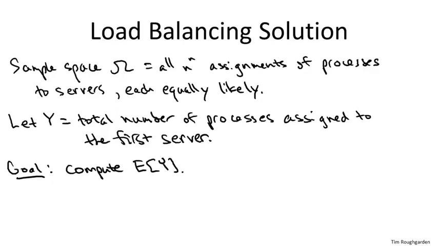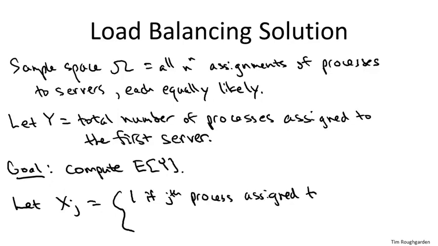So what could we do other than this brute force computation? Well, recall our example of linearity of expectation and the sum of two dice. We observed that instead of computing the sum by enumerating over all 36 outcomes, it was much better to just focus on a single die, compute its expectation, and then conclude with linearity of expectation. So we'll do the same thing here. Instead of focusing on the sum y, we'll focus on constituent parts of y. So whether or not a single process gets assigned to the first server, and then we'll get away with that by linearity of expectation.